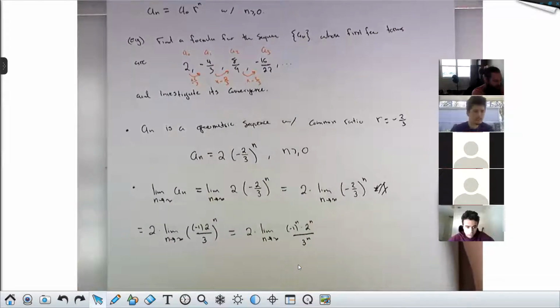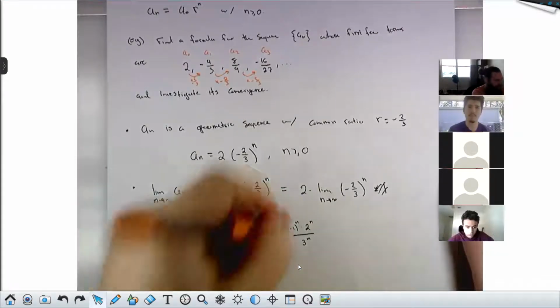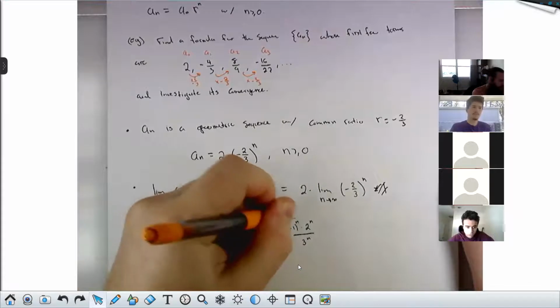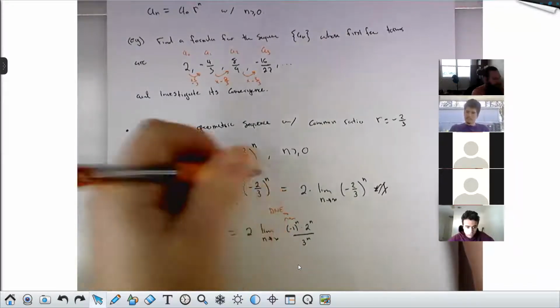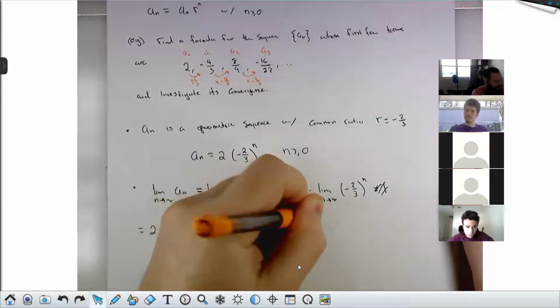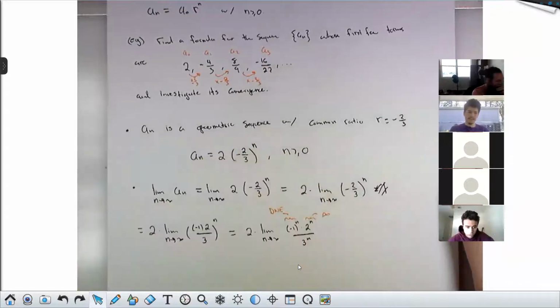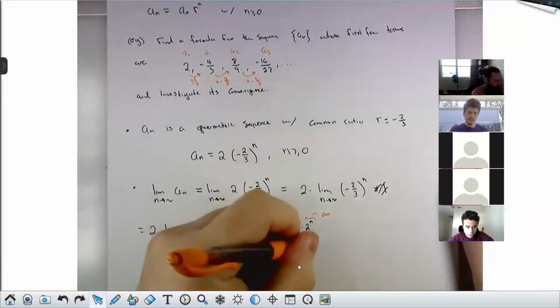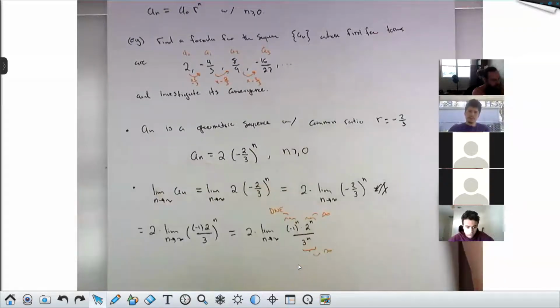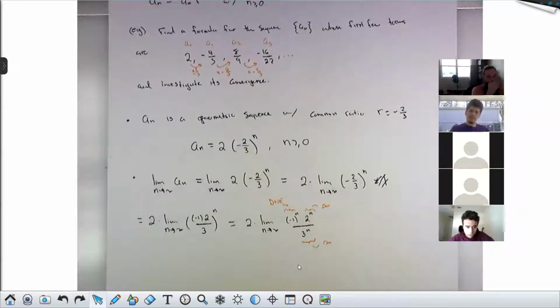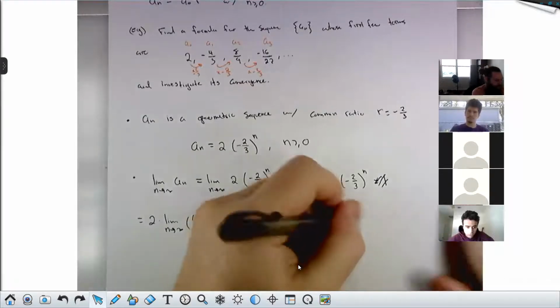And each of these pieces has their own challenges. This piece on its own, as n goes to infinity, would give me a DNE. This piece on its own, as n goes to infinity, would give me infinity. And this piece on its own, as n goes to infinity, would give me infinity. So I've got some challenges.